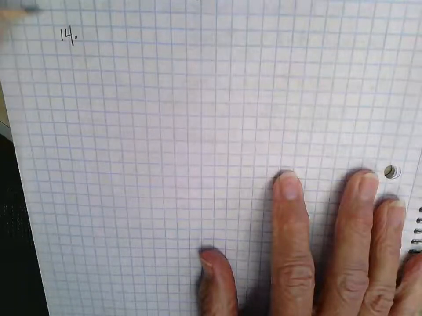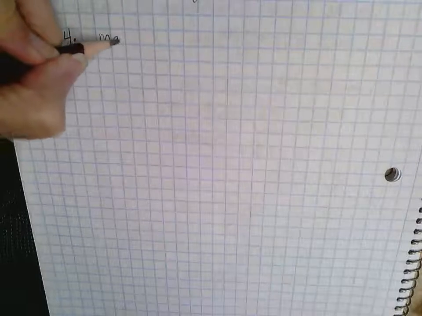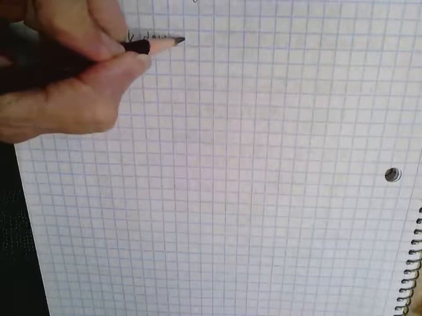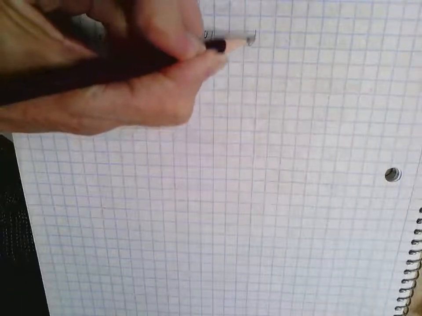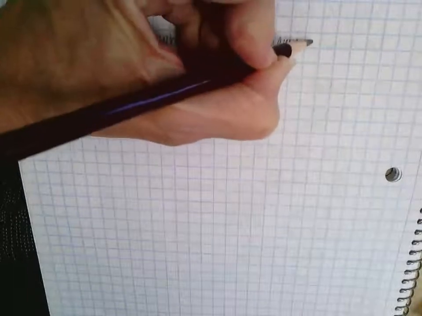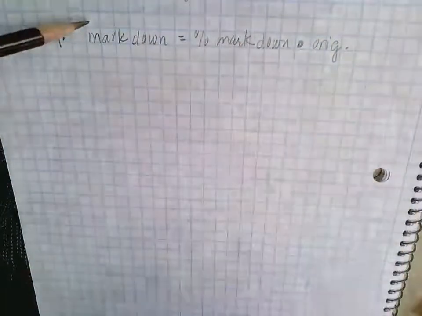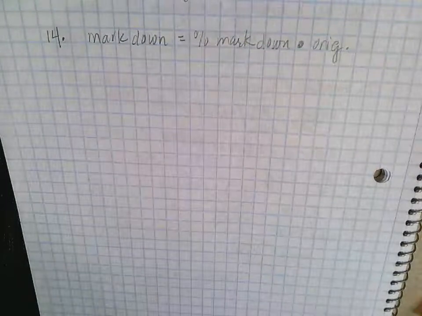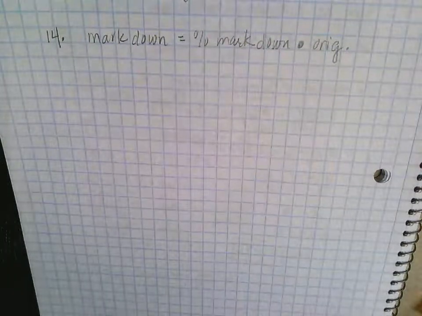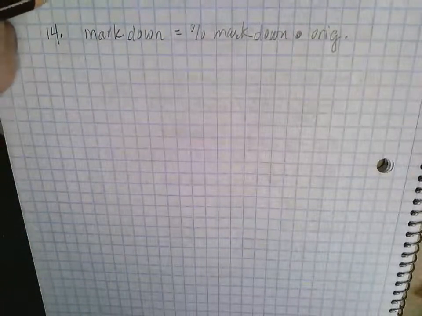So there are several ways to go about that, but one of the ways to think about this is when you work backwards, you also do the opposite operation that was done when you go forward. And you remember when we are doing markup or markdown problems, we are multiplying. This is a multiplication. So when we are going backwards, we're going to be dividing. But we want to make sure that we're dividing the correct numbers.